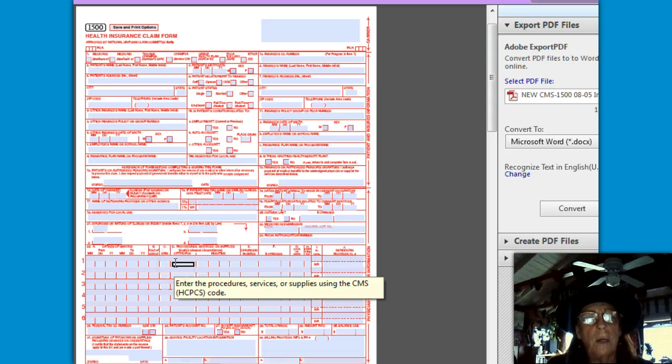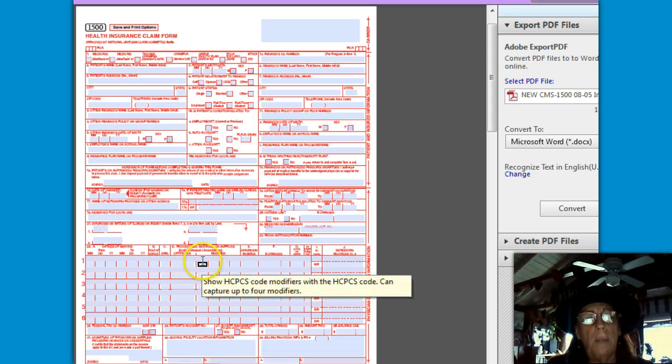Next to that is CPT codes or HCPCS codes. These indicate the type of service. And then there may be modifiers attached to those. You would put those here.